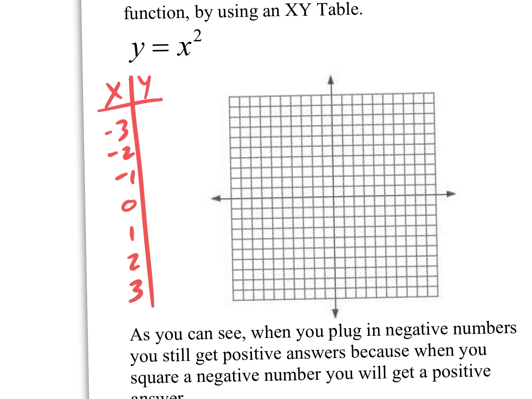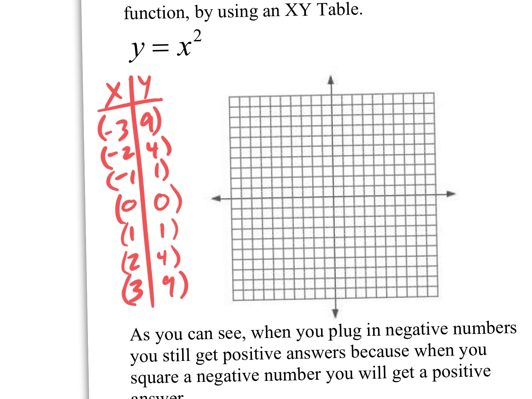So when I plug in a 0, 0 squared is 0. 0 times 0 is 0. When I plug in a 1, 1 squared, 1 times 1 is 1. When I plug in a 2, 2 squared, 2 times 2 is 4. When I plug in a 3, 3 squared, 3 times 3 is 9. Again, I'm just taking the 3, plugging it in, and 3 times itself is 9. Okay? And if you go in the negative direction, -1 right here in parentheses, -1 squared, -1 times -1 is +1. -2 times -2 is +4, and -3 times -3 is +9.